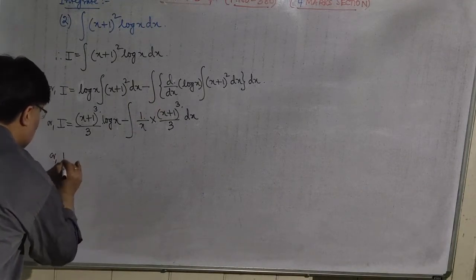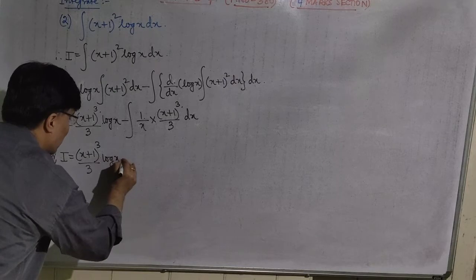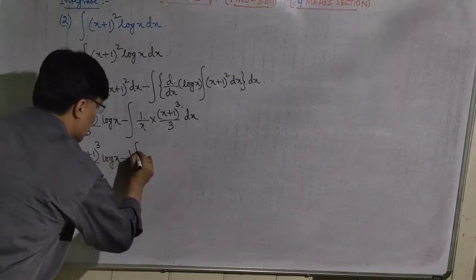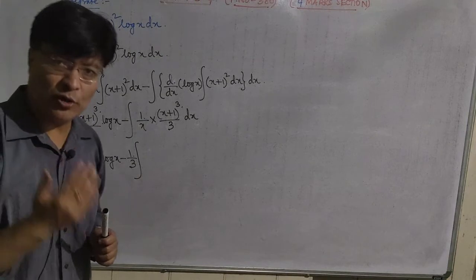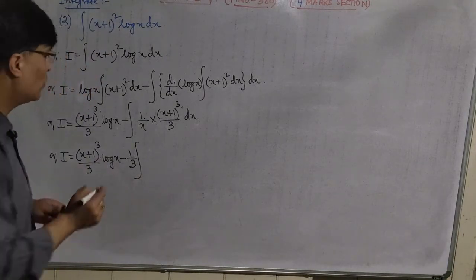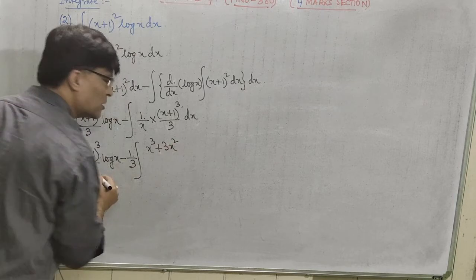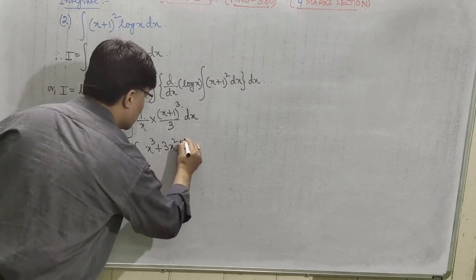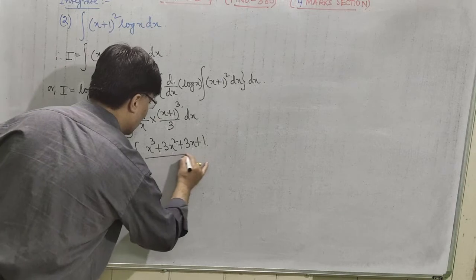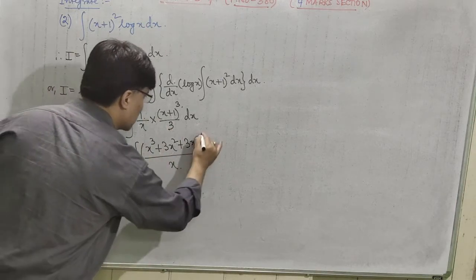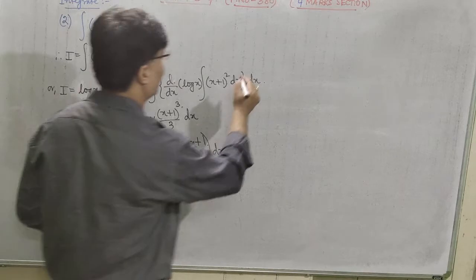So I is equal to, first term is kept as it is, (x plus 1) whole cube divided by 3, times log x, minus 1/3, the constant taken outside, integration of, now you know that this is (a plus b) whole cube, isn't it? (x plus 1) whole cube, you can use the formula of (a plus b) whole cube. What is the formula? It is a cube, that means x cube, plus 3a square b, that is 3x square into 1, which is 3x square, plus 3ab square, that is 3x into 1 square. 1 square is 1, so 3x into 1 is 3x, plus b whole cube, that is 1. Whole divided by x, let us keep it within bracket, then dx. Is that understood?